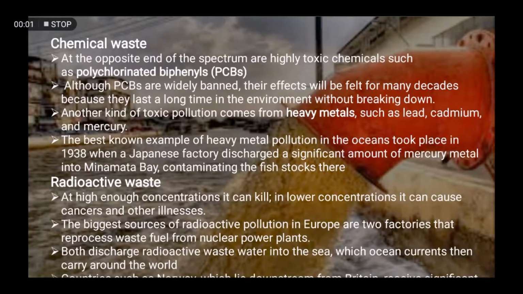Chemical waste. At the opposite end of the spectrum are highly toxic chemicals such as PCBs. Although PCBs are widely banned, their effects will be felt for many decades because they last a long time in the environment without breaking down. Another kind of toxic pollution comes from heavy metals. Radioactive waste. At high enough concentration, it can kill. In lower concentration, it can cause cancer and other illnesses.